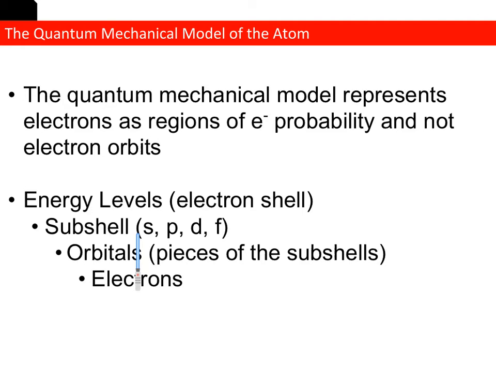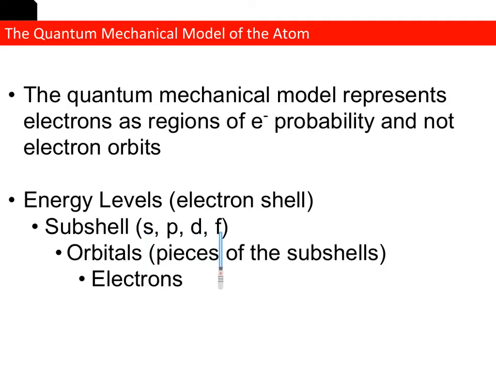Now, a subshell is identified as an S subshell, P, D, or F, and these become more complex as you work from left to right. An S subshell, which we will talk about later, only is made up of one orbital, where a P subshell is made up of 3 orbitals, a D 5 orbitals, and an F 7, and so you get more complex or more pieces, more orbitals in the subshells as you move out.